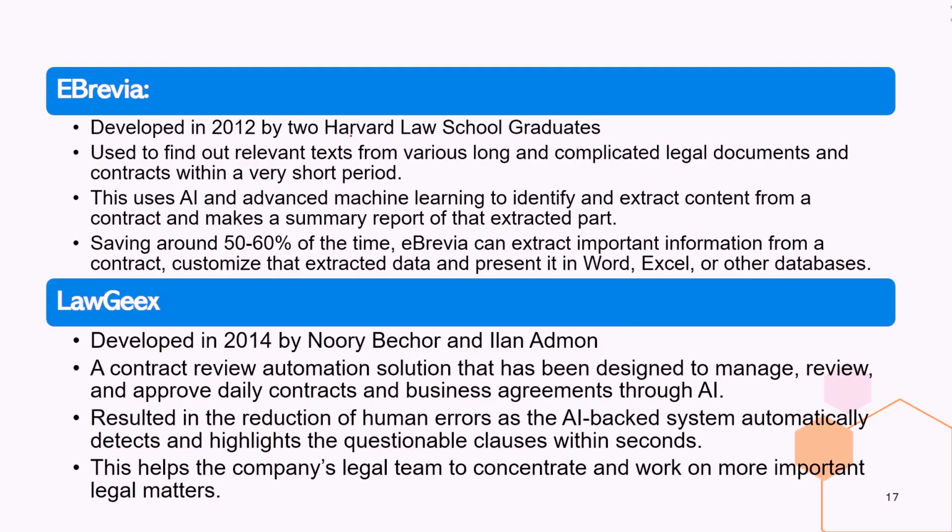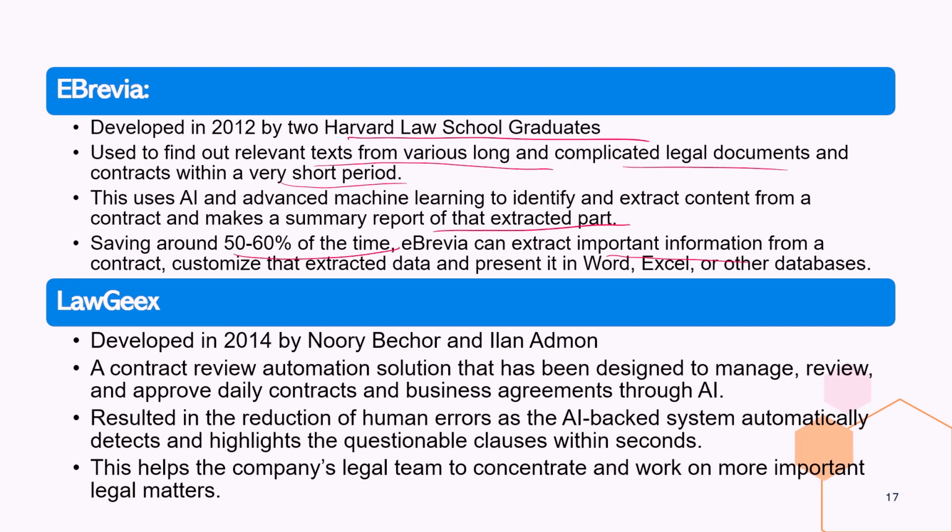Then eBrevia, which was developed in 2012 by Harvard Law School graduates, is used to find relevant text from various long and complicated legal documents and contracts within a very short period. It uses AI and advanced machine learning to identify and extract content from a contract and makes a summary report of that extracted part. It saves a lot of time. It can extract important information from a contract, customize that extracted data and present it in a Word, Excel or other database.